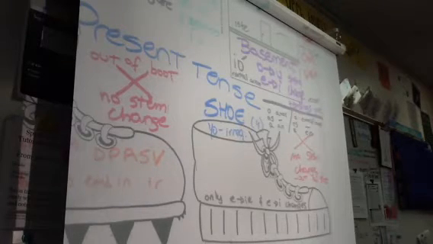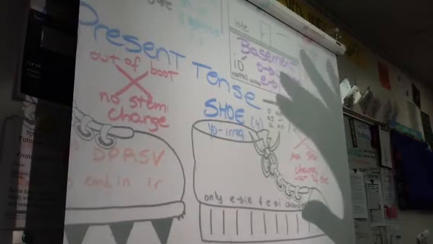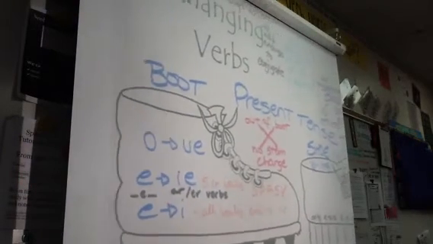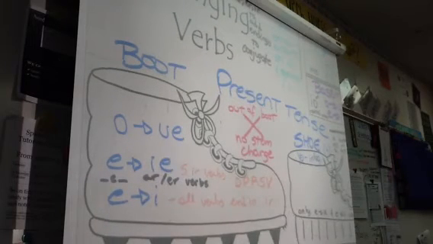Then we also have 3 types of boot or shoe changes in the present tense: O to UE, E to IE, and E to I. How do we know what to change? If a verb has an O, what's the only change it can make? UE. What if it has an E? You've got IE changes and I changes.